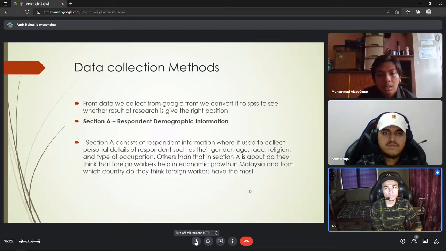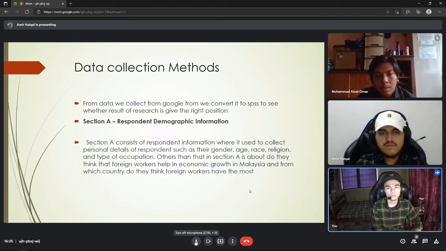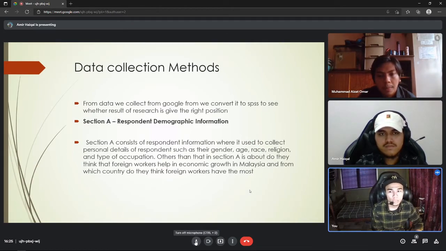Section A, respondent demographic information. Section A consists of respondent information used to collect personal details such as gender, age, race, religion, and type of occupation. Other than that, section A is about whether they think that foreign workers help in economic growth in Malaysia, and which country they think foreign workers come from the most.